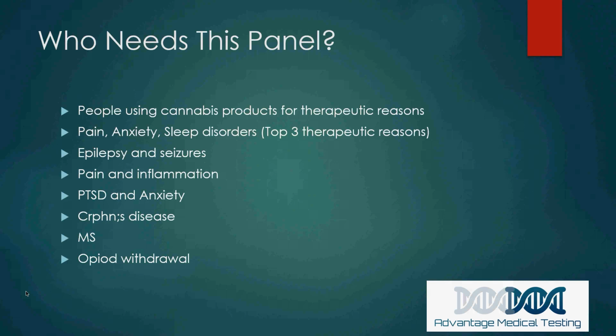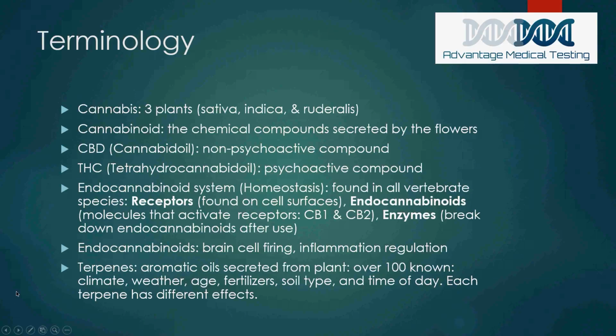So we're going to get into the meat and potatoes right away. Let's go over some terminology. First of all, cannabis is not just marijuana. There are actually three different types of cannabis plants out there. They look the same. Some are shorter plants, some are taller. The leaves look a little different, and the flowers look a little different. But there are three main categories: sativa, indica, and ruderalis.